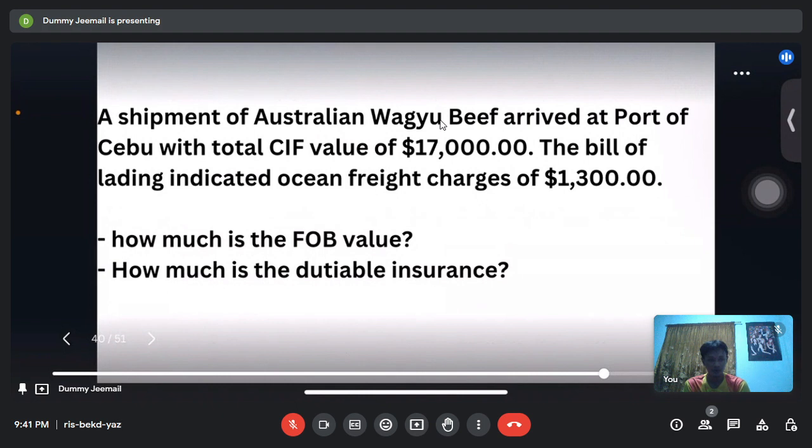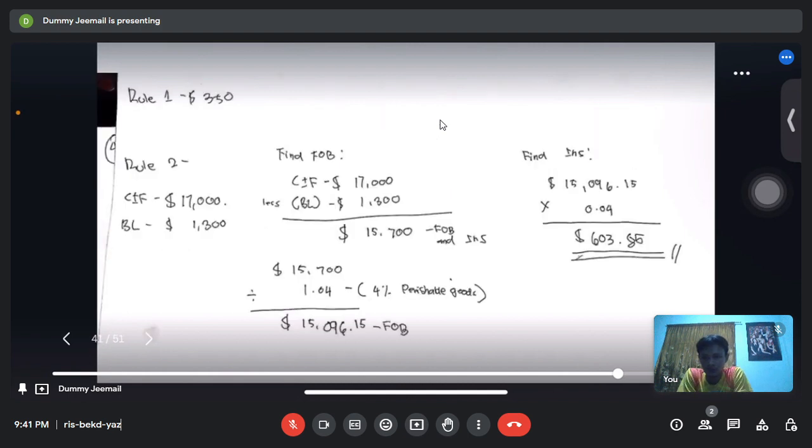Australian Wagyu beef, so meat, food, so perishable. So it is subject to 4% tax. Since the CIF value is what is given, we have to get our FOB in order to get our insurance. So, rule number 2.